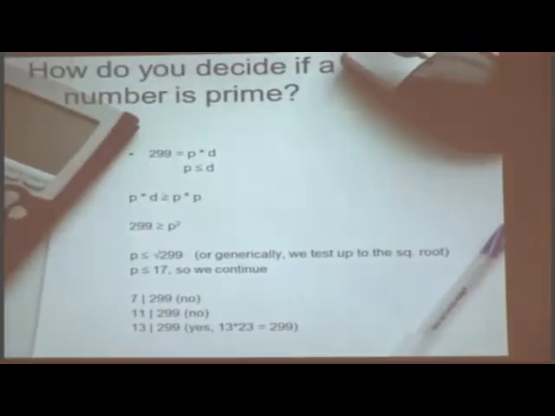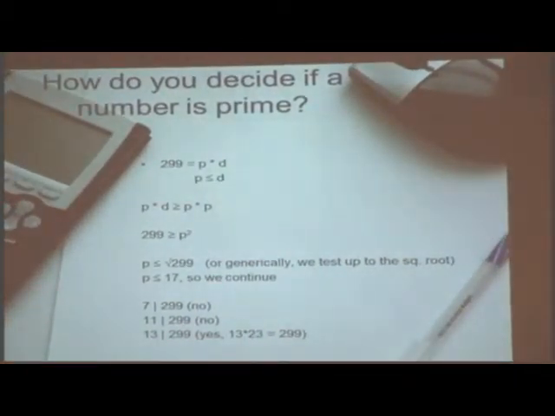We take 299 and say, if it's not prime, we can write it as the product of 2 prime numbers. Here we say p times d, where p is the smaller of those 2 factors. So using this inequality, p is less than or equal to d, we multiply both sides of the inequality by p. Doing something on both sides of the inequality preserves the inequality. So on one side we have p times d, and on the other side we have p times p, or p squared. If you recall, we said that 299 is p times d, so we replace that there. Our new inequality is 299 is greater than or equal to p squared. Solving for p, we have p is less than or equal to the square root of 299.